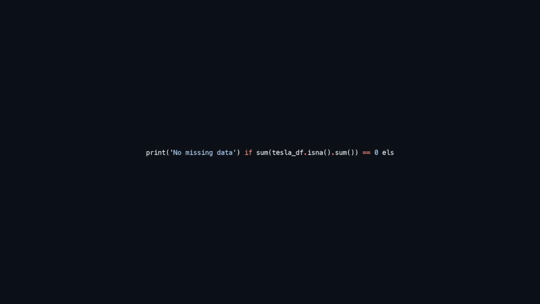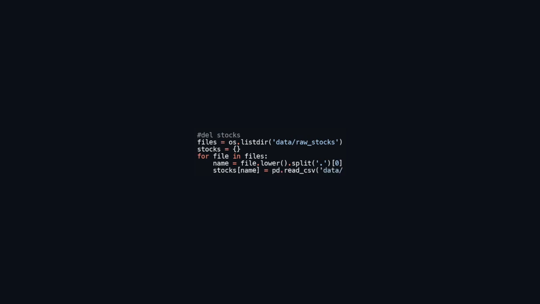The output, "No missing data," indicates that there are no missing values in the Tesla_df data frame. This is a crucial aspect of data preparation, as missing data can lead to inaccurate model predictions and analyses. By confirming the absence of missing values, the code ensures that the dataset is complete and ready for further processing, which is essential for building reliable stock forecasting models. This step helps maintain data integrity and supports the overall goal of the project.